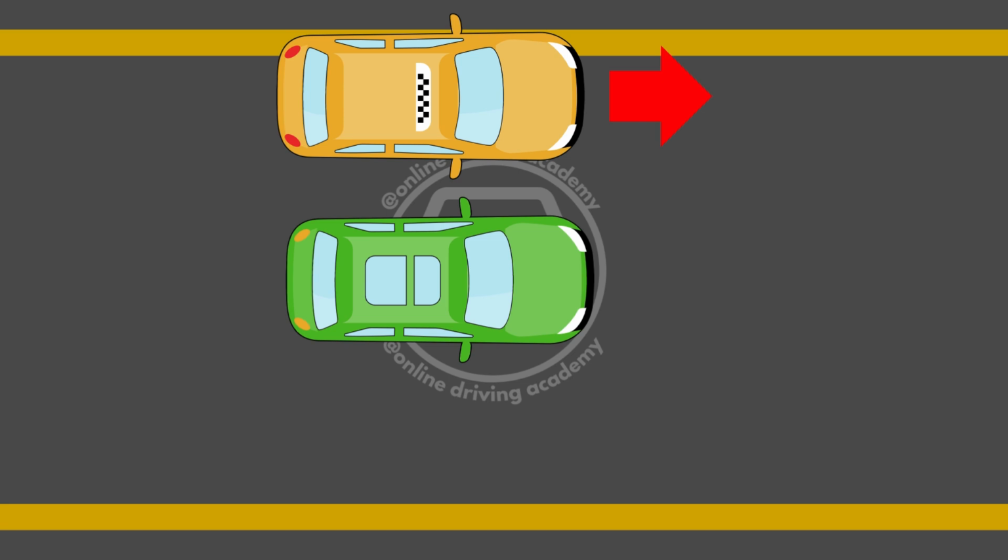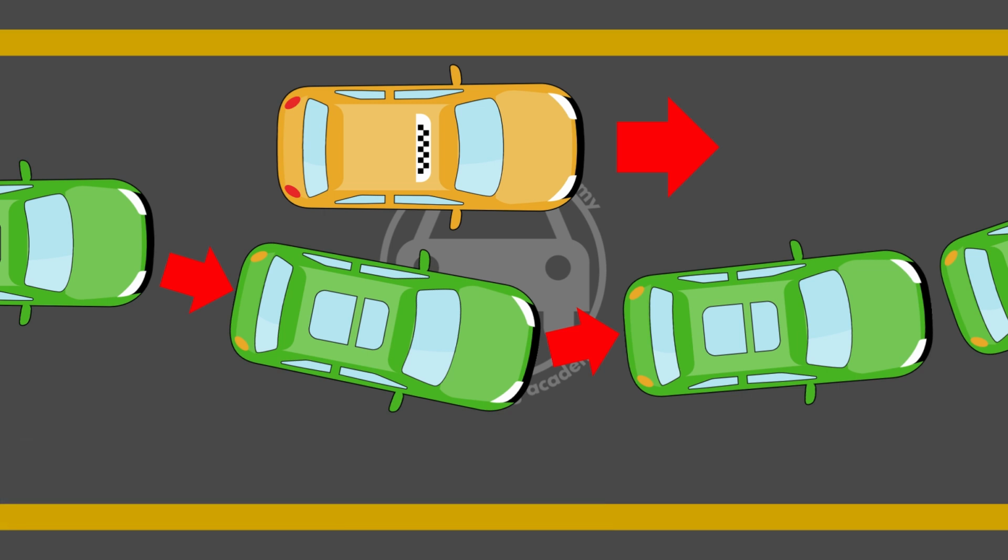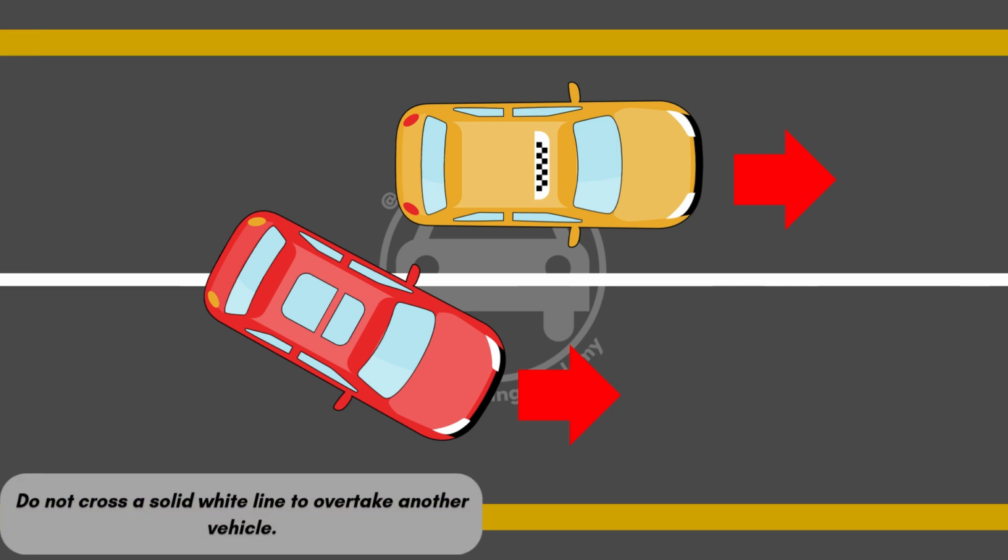Now, that is extremely dangerous and it is illegal. Now, if another vehicle wants to overtake you, you need to move to the left hand side of the road if it is safe to do so, and keep a steady speed without speeding up. So if someone is trying to overtake you, do not try to race them, right? Just move over safely and keep your speed steady so that car can safely pass you and get back into the lane properly.